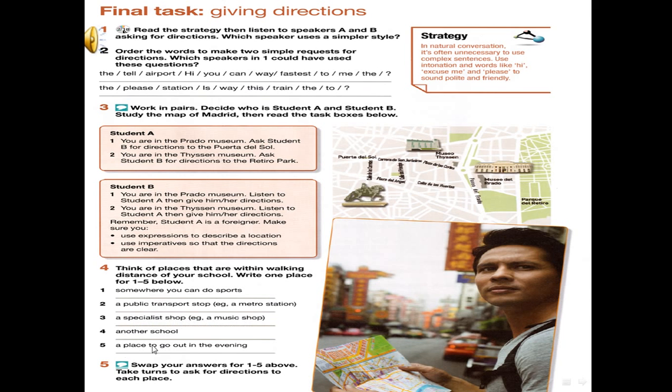Four, another school. Is there another school? Name of it here. Five, a place to go out in the evening, like a cinema or a theater, let's say, or a restaurant, somewhere. You write it near your school or near your university. Right?